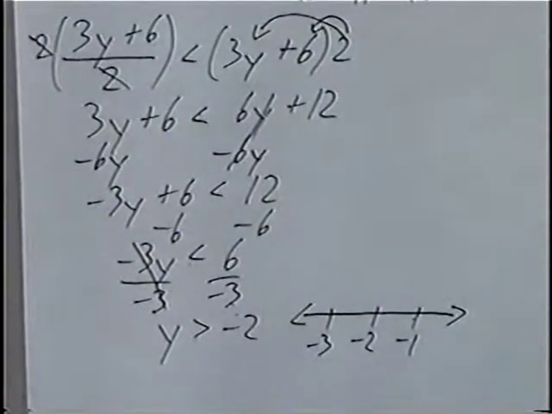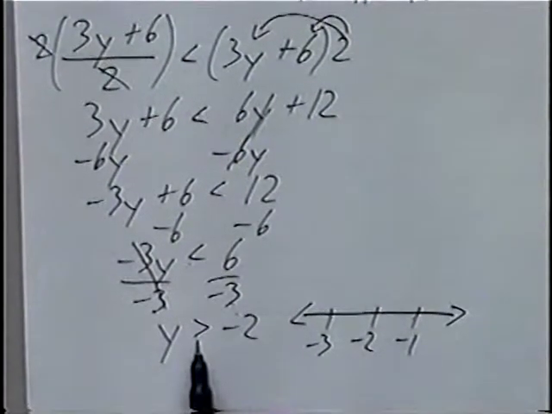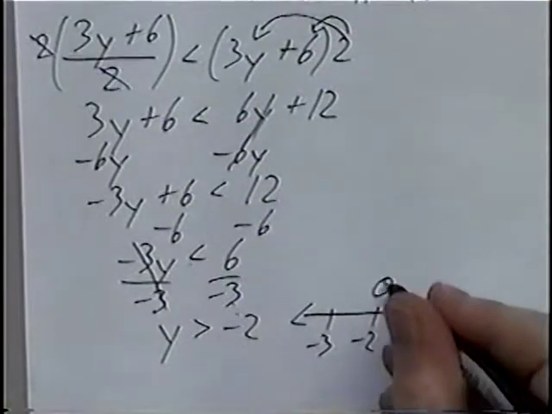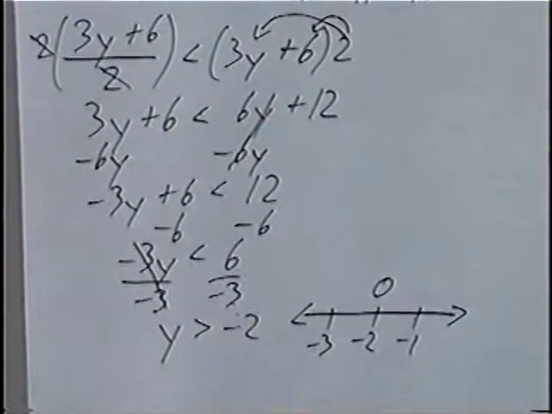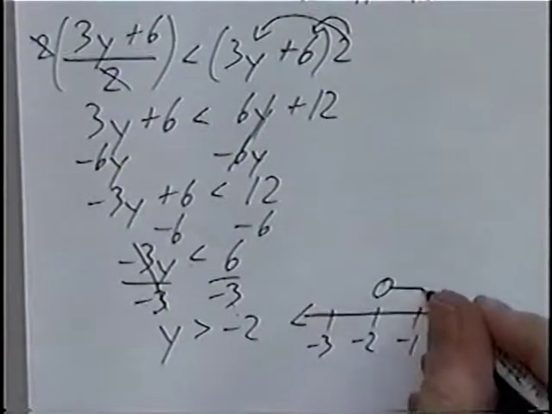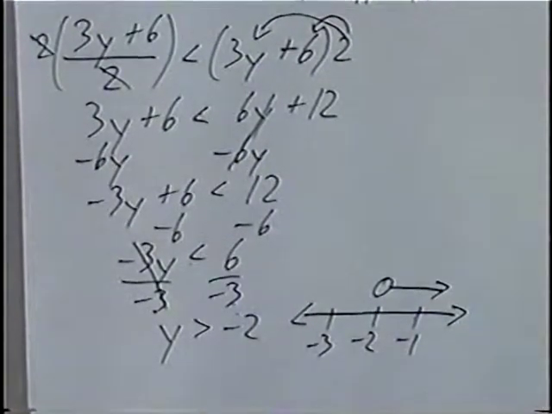We have open and closed circles. This one is greater than. Greater than would be an open circle. It's not equal to. And y greater than negative 2, greater than or bigger numbers go to the right.